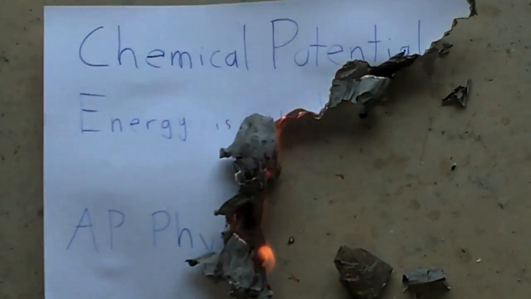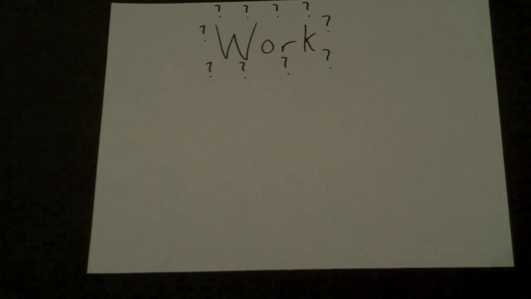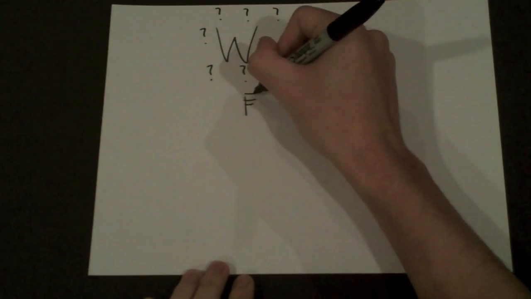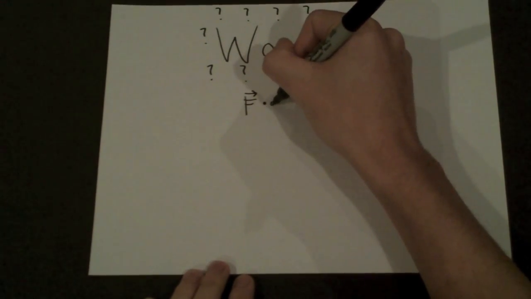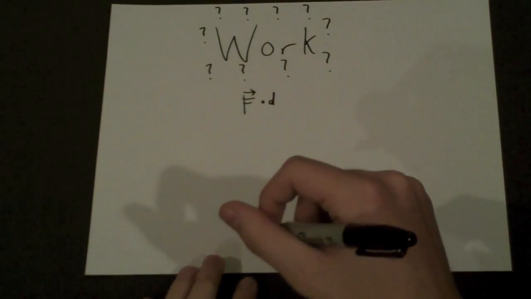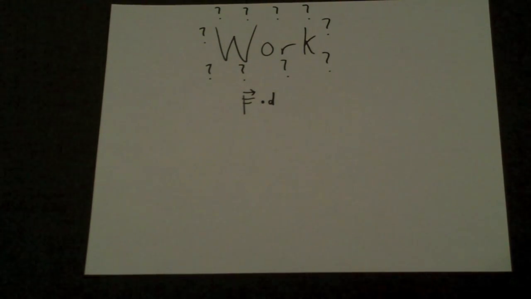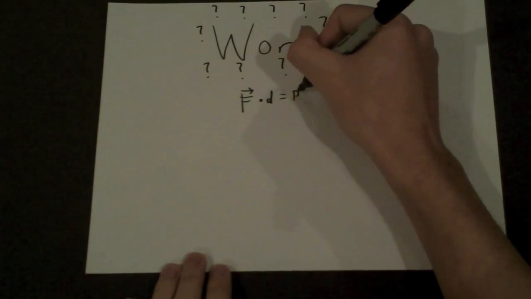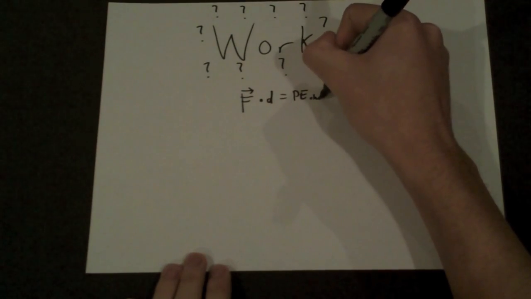in AP Physics 1. Now you might be wondering, what is work? Well, work is simply a force applied over a distance. You can find work by finding the cross product between a force and a distance. And since chemical potential energy is magic to us AP Physics 1 students, we just say that this is equal to chemical potential energy.